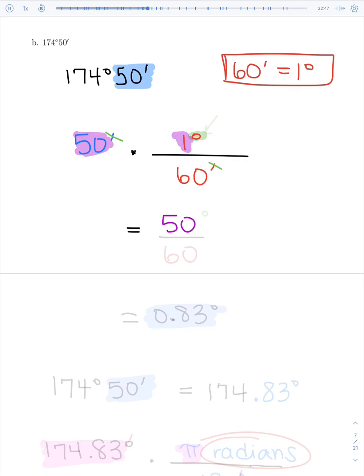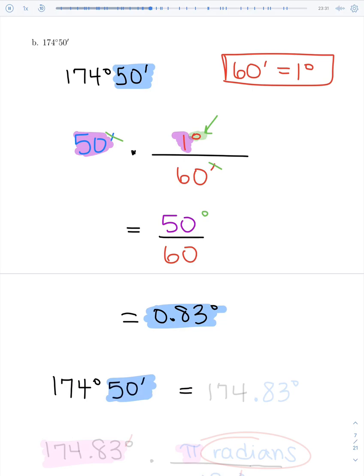And on the bottom, we've got divided by, on the bottom, all we have is that 60. So we need to do the 50 divided by 60. And again, remembering that our units here are in degrees. So let's see, what is 50 divided by 60? So 50 divided by 60 gets us 0.83, and that's in degrees. So what this means is our 174 degrees and 50 minutes, that 50 minutes got converted to this decimal, the 0.83. So our 50 minutes got converted to the 0.83.